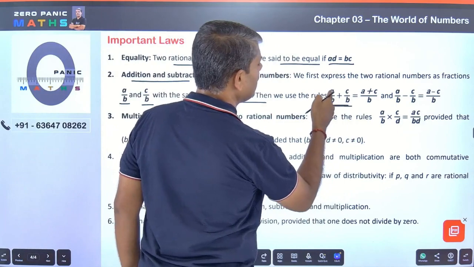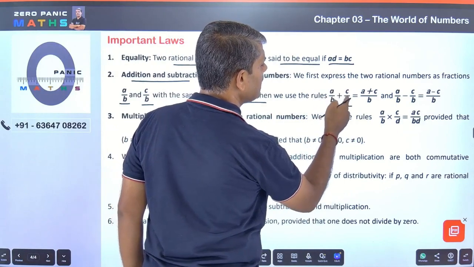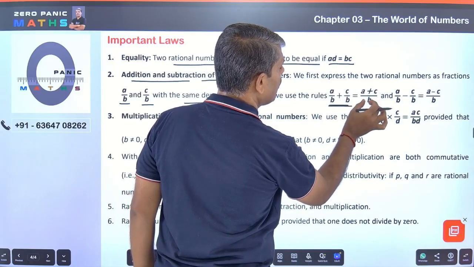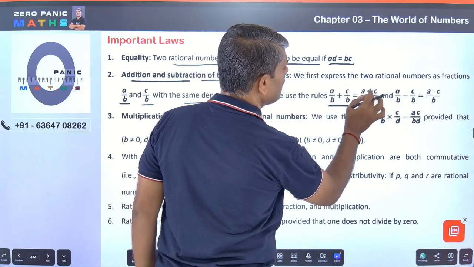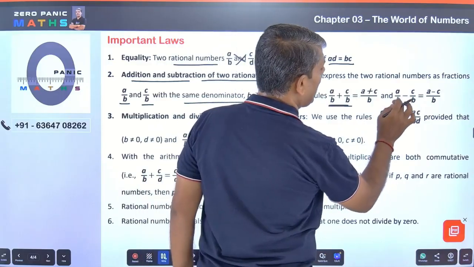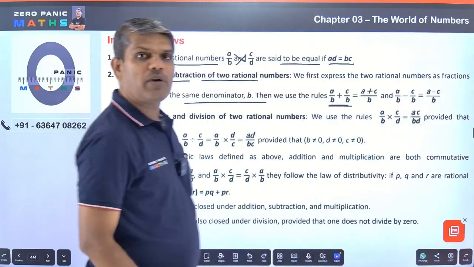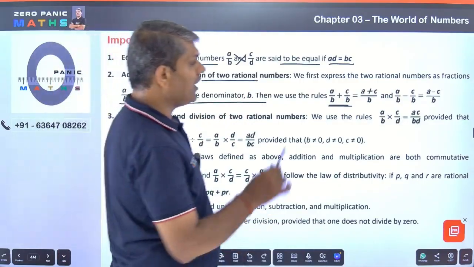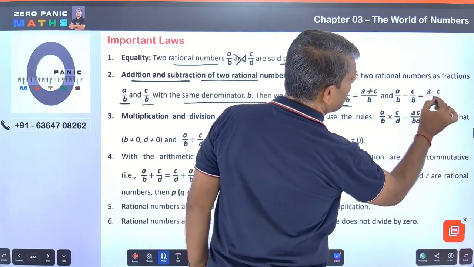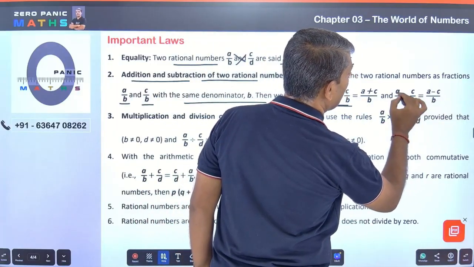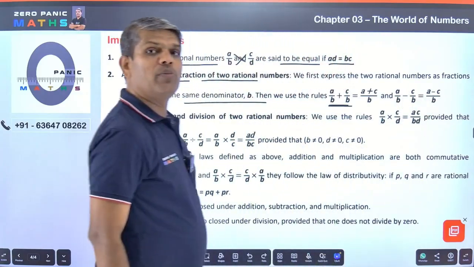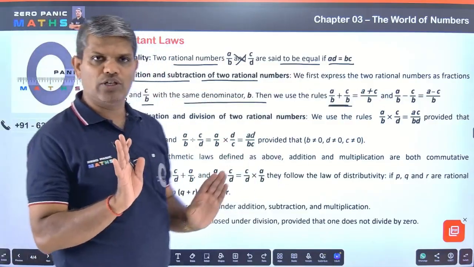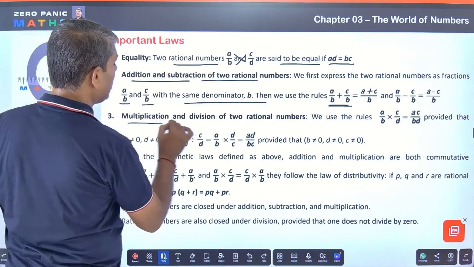So then they will be converted into the form A by B plus C by B. Then B, since it is common, you can keep it as a common denominator and add both the numerators, A plus C. Similarly, for subtracting also, you should convert the denominators of both the fractions to the equal denominator B, and when it is converted, then you can keep a common denominator and subtract the numerators of both the numbers directly, and that will give you addition and subtraction. You understood, right?